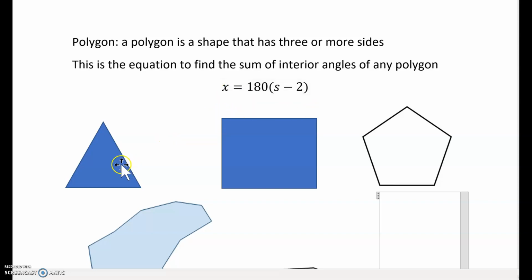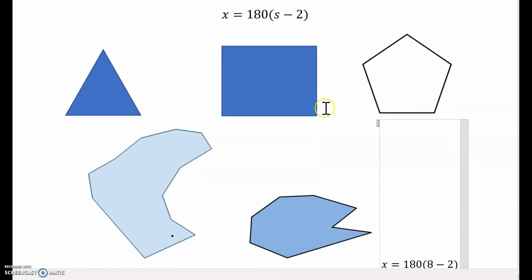So, for a triangle, since there is 3 sides, you would do 3 minus 2, which is 1. 1 times 180 would be 180. And then for a square it would be 4 minus 2 times 180, which is 360. And then for a pentagon, it would be 5 minus 2 times 180, which is, I'm pretty sure, 540.